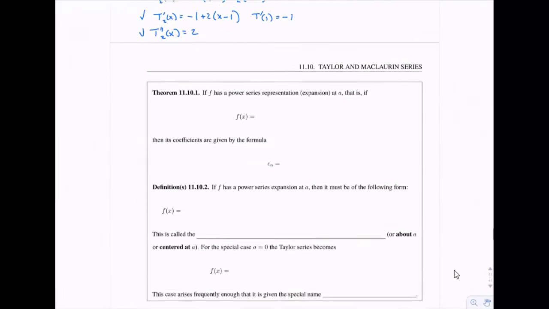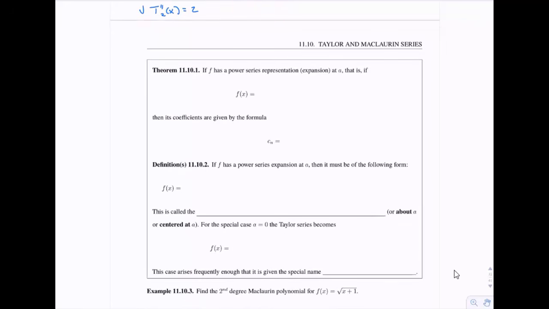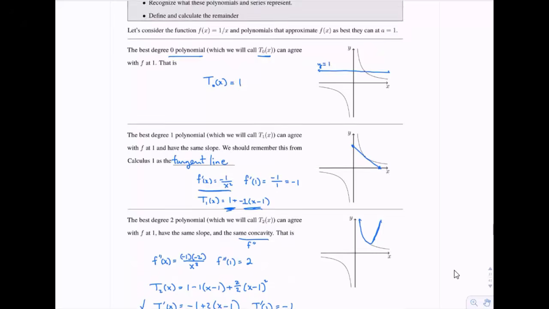So, a theorem now. If f has a power series representation or expansion at a, that is, if we can express f as the sum from n equals 0 to infinity of some constants, c sub n, times x minus a raised to the n, where the distance from x to a is less than r, some radius of convergence, then the coefficients are given by a formula. And this c sub n is equal to f to the n, right? This is the nth derivative of f. That's why they have these parentheses here. The nth derivative of f evaluated at a divided by n factorial.